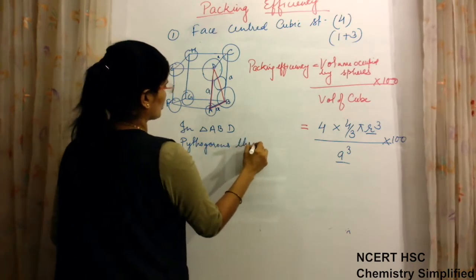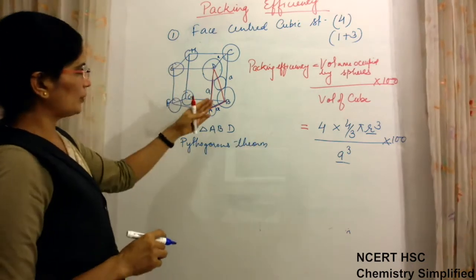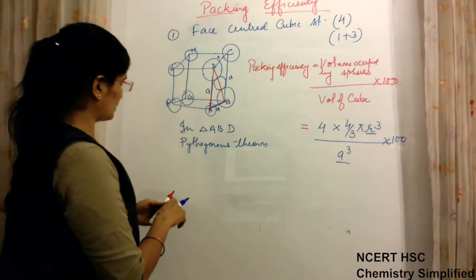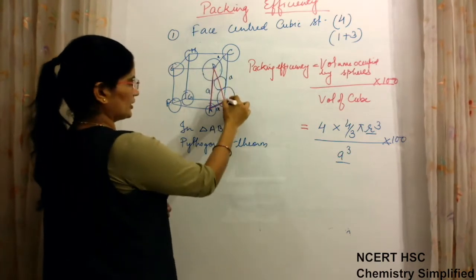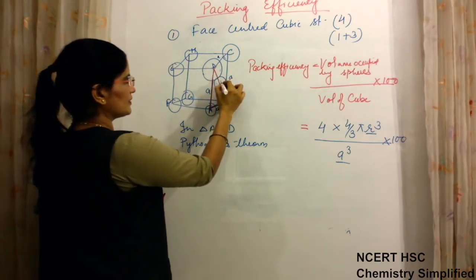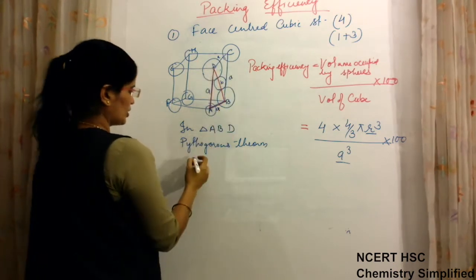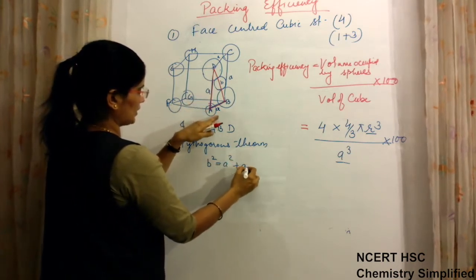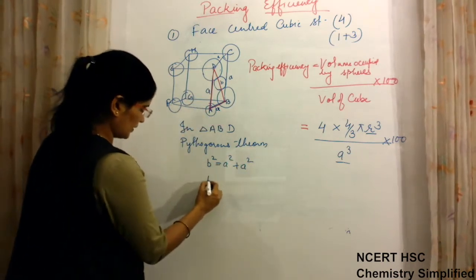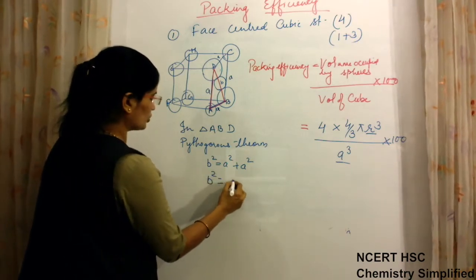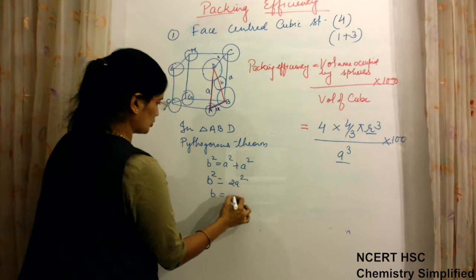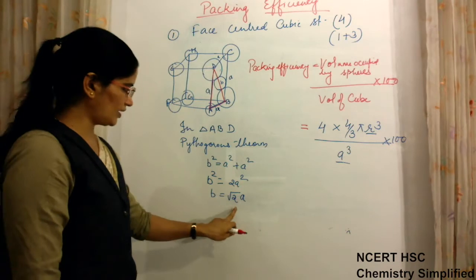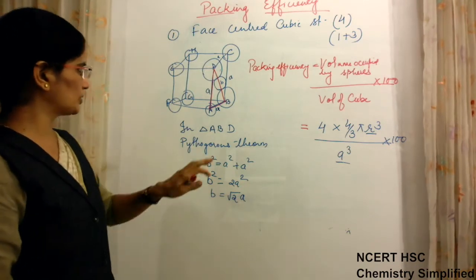By Pythagoras theorem, what will be happening? Hypotenuse square is equal to the square of base and perpendicular. So this is actually the diagonal, so this will be the hypotenuse. Let us call it b, because this is a. So b square will be equal to a square plus a square. So b square will be equal to 2a square, and b is equal to under root 2 a. Clear? We have found that b is equal to under root 2 a by Pythagoras theorem.